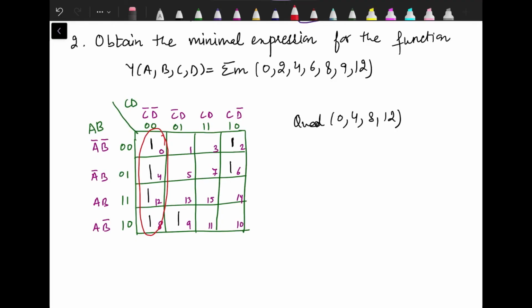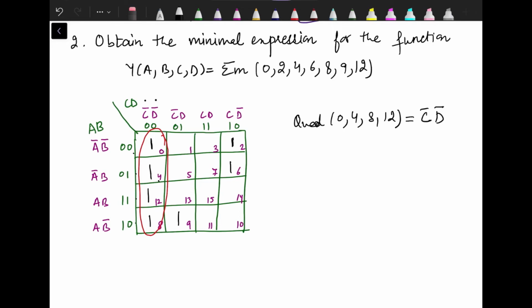Corresponding to this, we need to write the expression. So when we write the expression from the row side, variables A and B are changing when we are moving from first cell to second, second to third and so on row wise. I'm not talking about the cell designation which is mentioned over here, I'm just saying 1, 2, 3, 4 like this. So it's varying, so A and B are not there in the expression, while C and D remain the same and their values are 0 0. So it's written as C complement D complement.